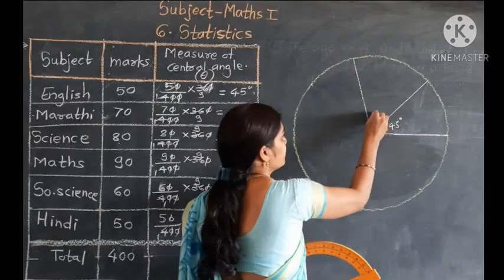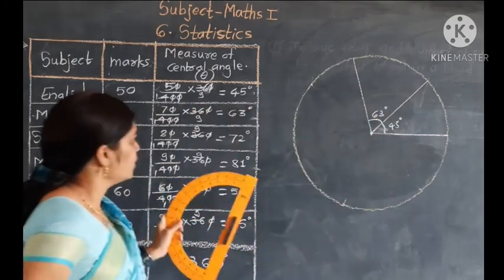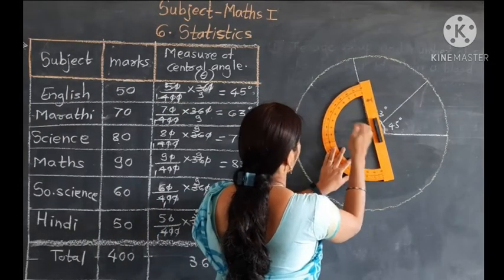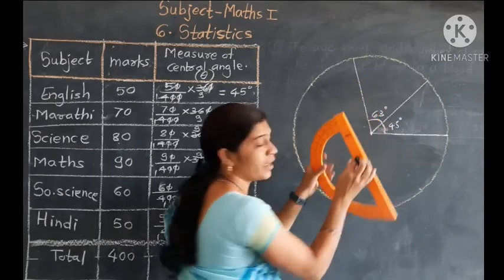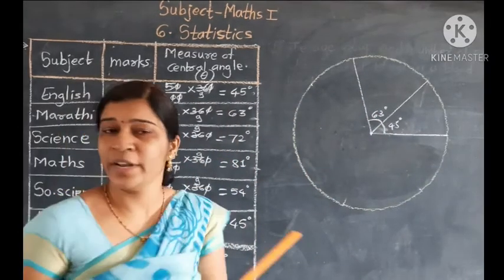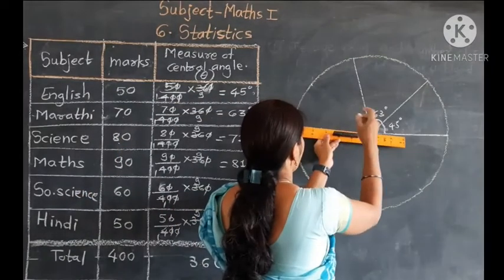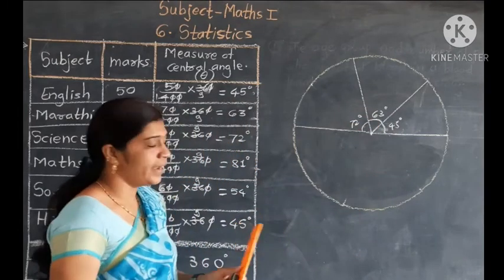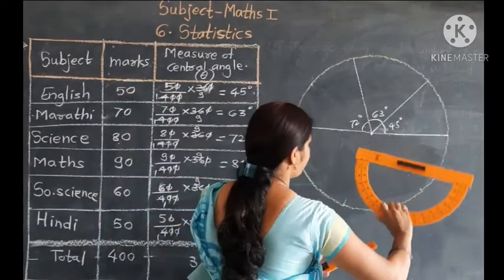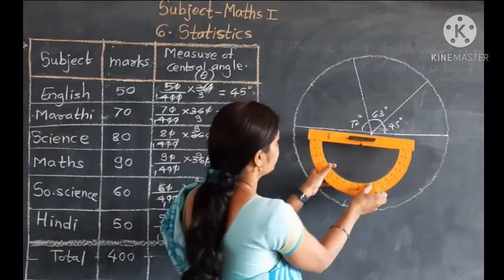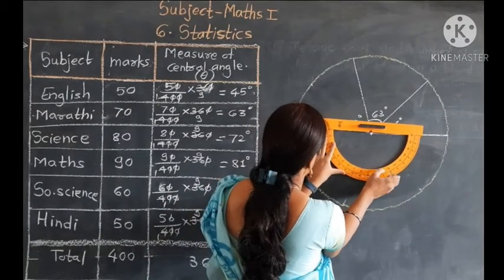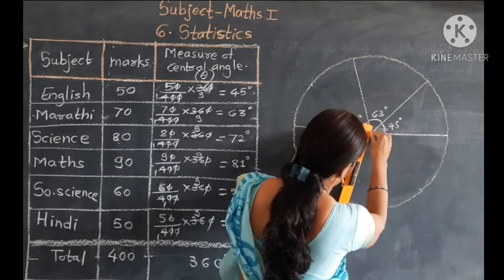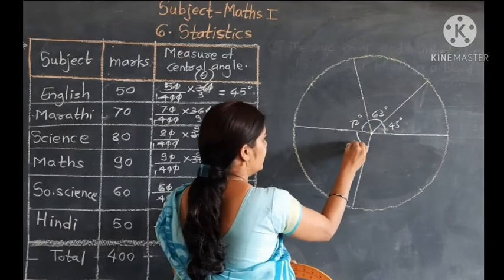Then next angle is 72. एंगल काढताना ॲक्युरेट काढा. 0 पासून स्टार्टिंग करा, 180 पासून करू नका. इकडून ॲक्युरेट एंगल आहे. This angle is of 72 degree. Then 81. This angle is of 81 degree.